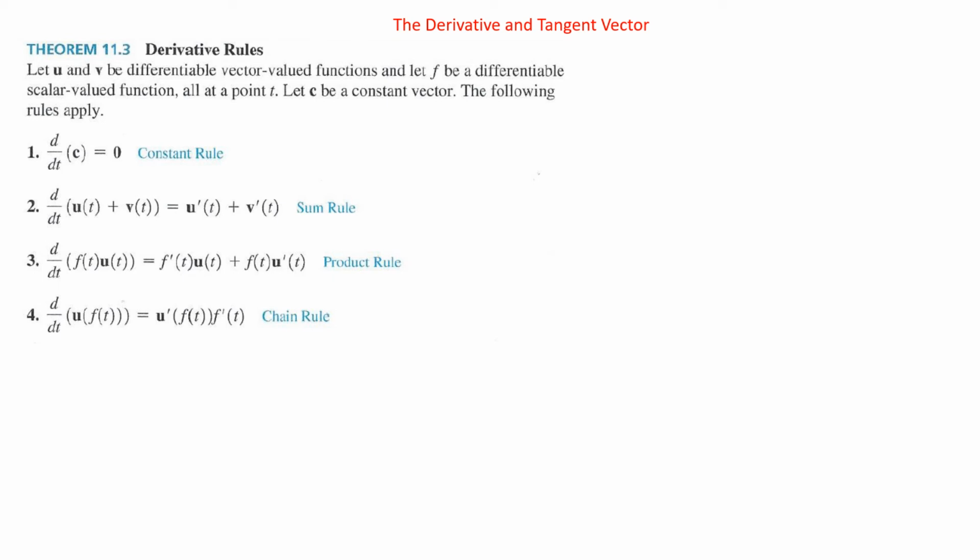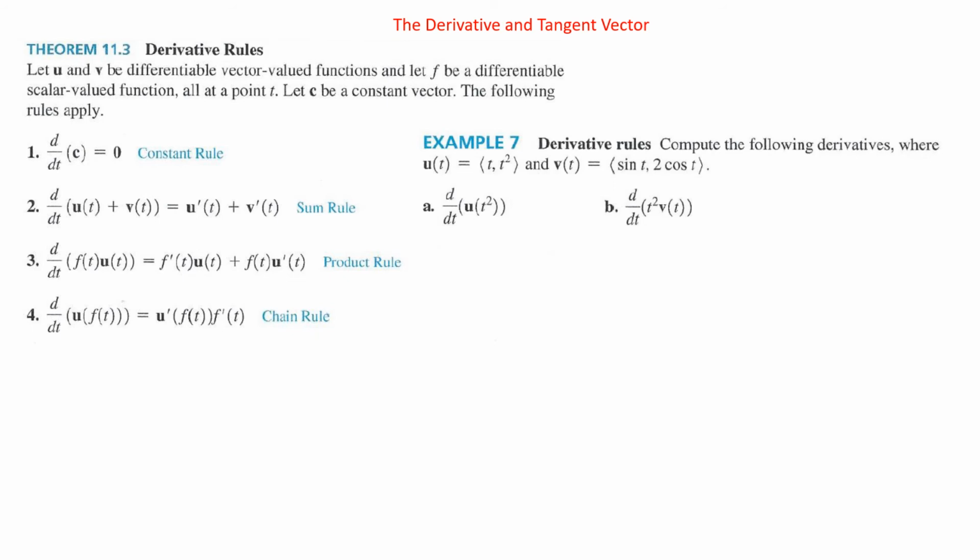We have the product rule, works the same. The chain rule works the same. So if we have things like a, we have the derivative of u of t squared. This is a chain rule issue. So for a, we will get u prime of t squared times the derivative of t squared, which is 2t. So what is u of t? U of t is t comma t squared. So u prime of t will equal 1 comma 2t.